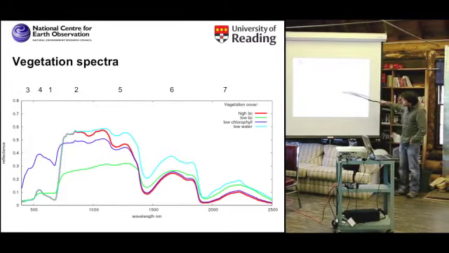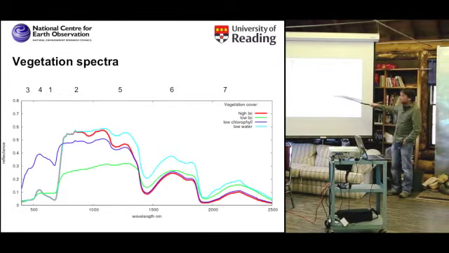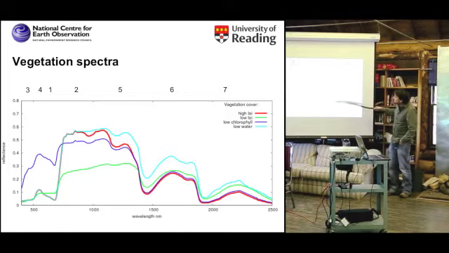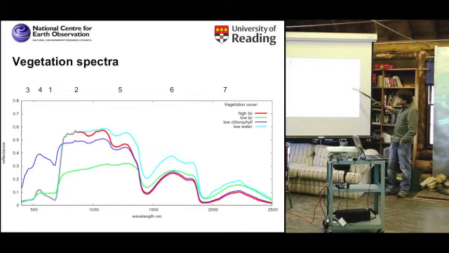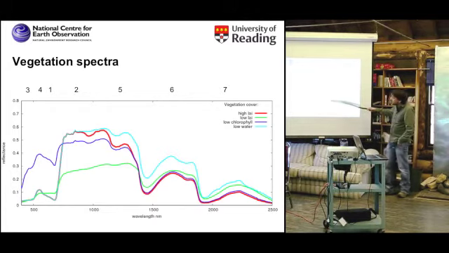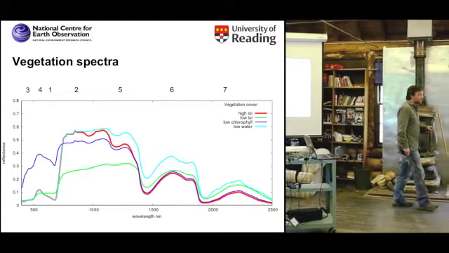But once we get out into the shortwave infrared, we have a mechanism for distinguishing between canopies that are water stressed and canopies that have got plenty of water. And it almost doesn't make any difference whether our plant has low LAI, low chlorophyll or high LAI. What's making the difference here is whether or not it's got a low water content in its leaves.